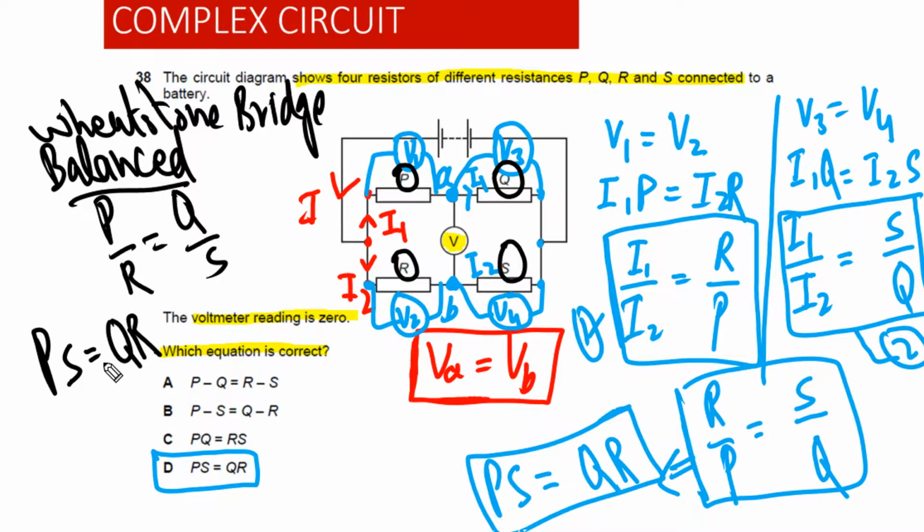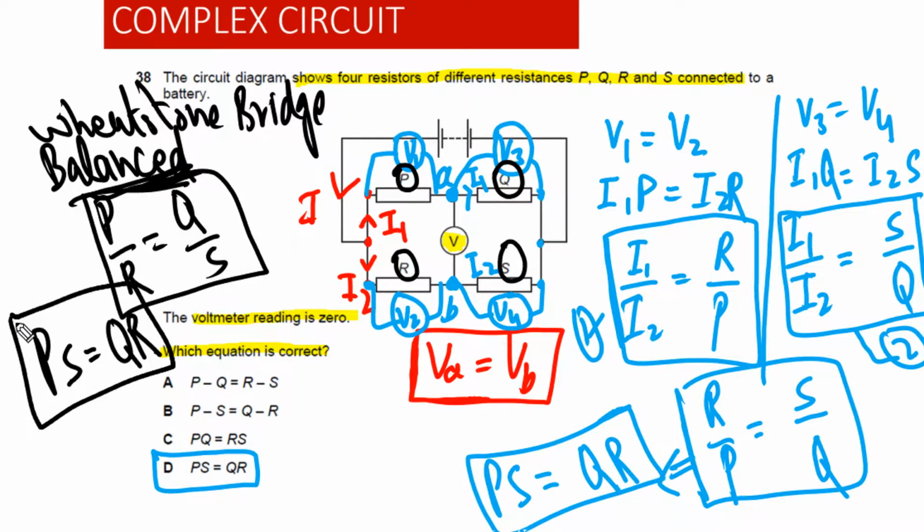So next time, if you can identify a Wheatstone bridge circuit, and then check whether it is balanced or not, if it is balanced, then you can simply use this ratio method and find your answer. This is a shortcut method.